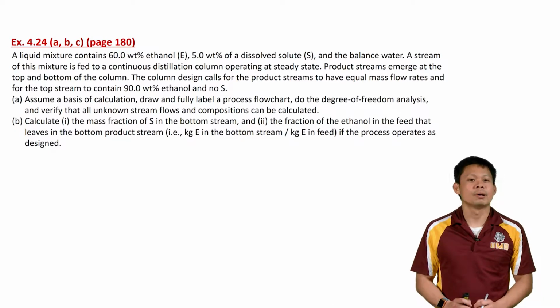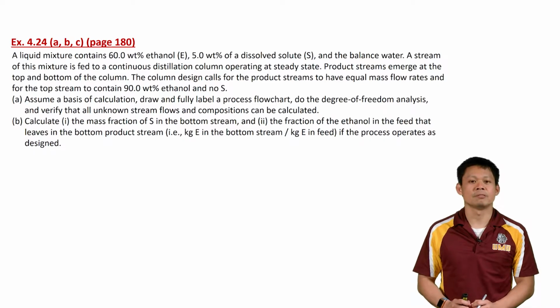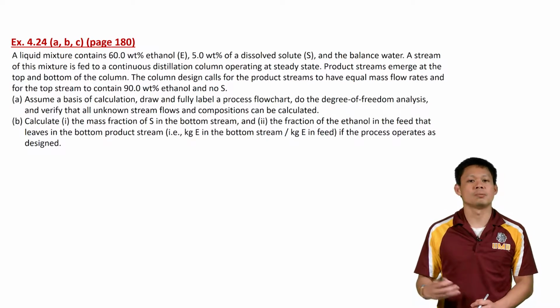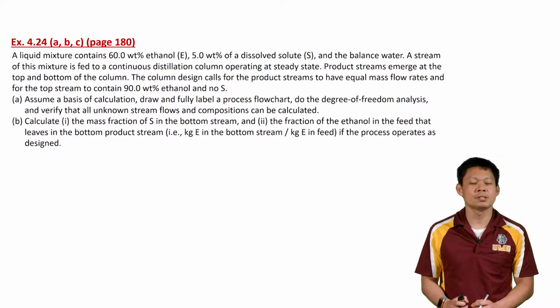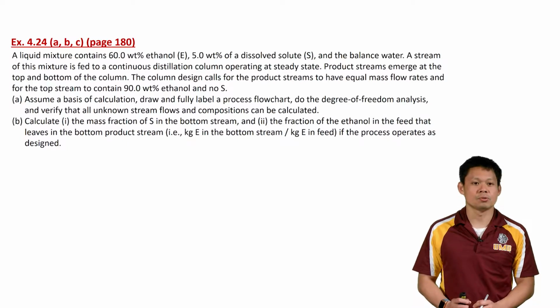Part A requires us to assume a basis of calculation, draw and fully label the flowchart, and do a degree of freedom analysis to make sure that we can actually solve this problem. And part B requires us to start to solve for some of the mass fractions and the ratio of the ethanol in the feed to that leaving in the product stream.